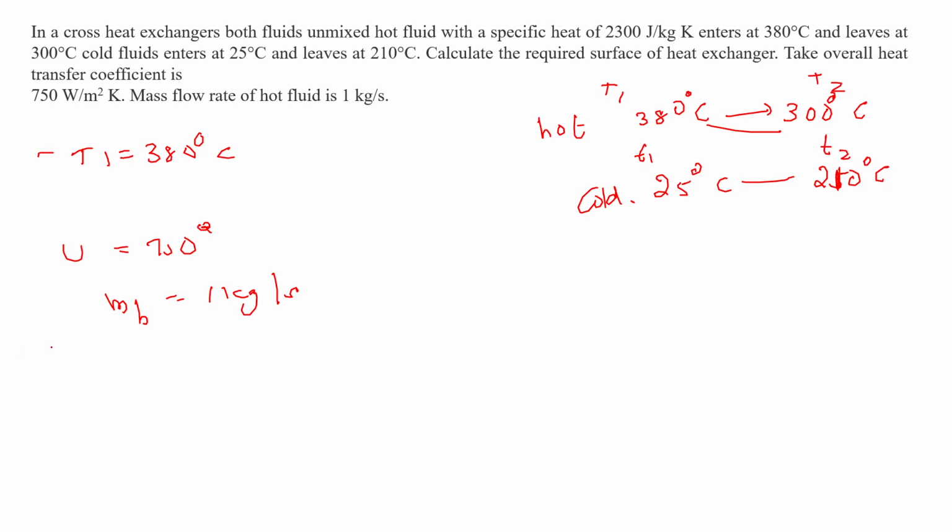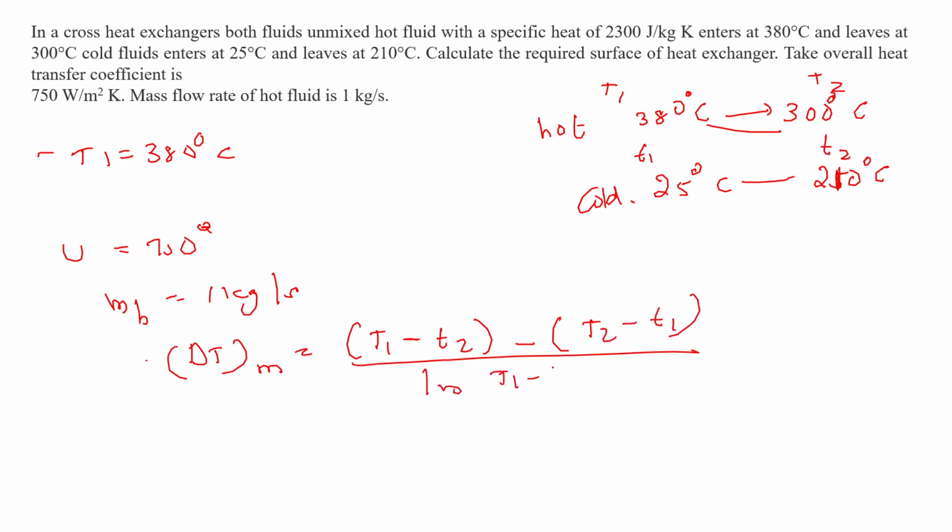To calculate that, first we will calculate the LMTD, the logarithmic mean temperature difference. So delta Tm is equal to, for counter flow, (T1 minus t2) minus (T2 minus t1) divided by log of (T1 minus t2) divided by (T2 minus t1). Substitute the values from the problem, which are already mentioned here, and you will get the answer 218.3 degrees Celsius.